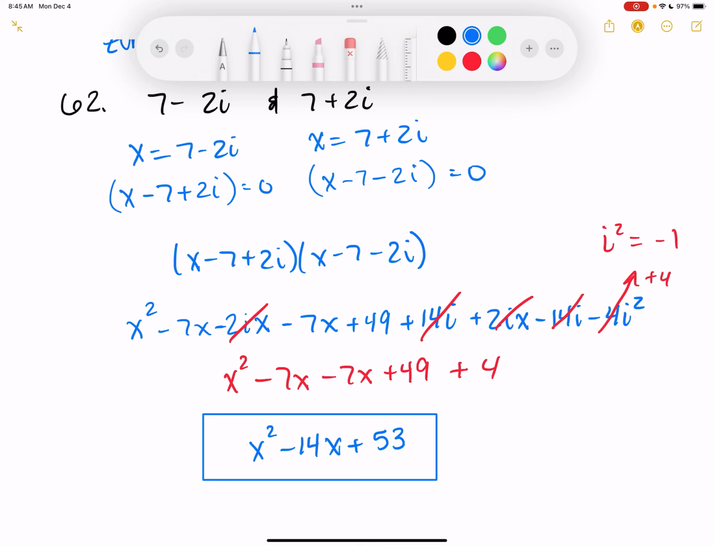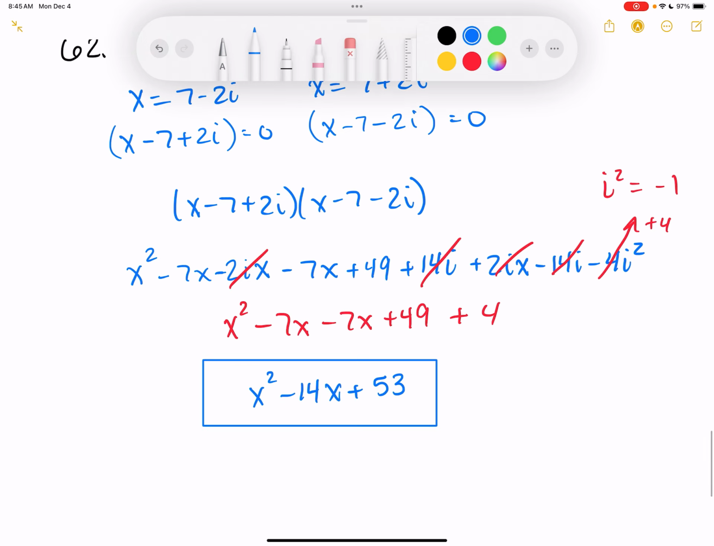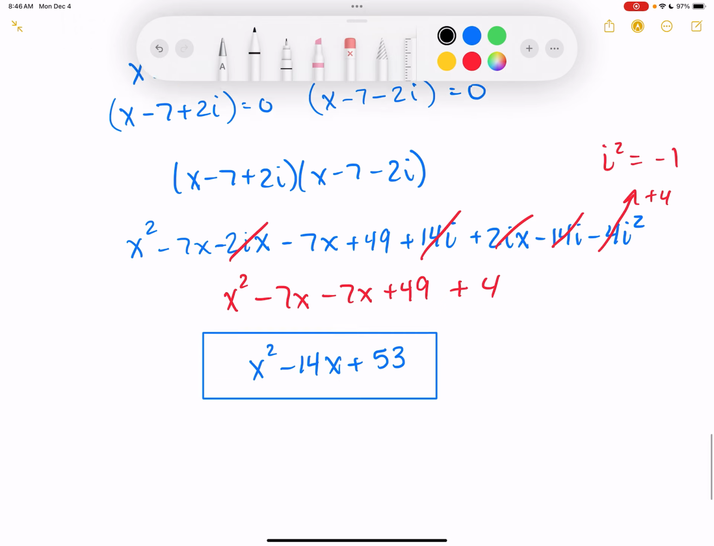All right, any questions on that one or that type so far? I'm going to do one where they don't give us all the factors as well. Let's see. 68.